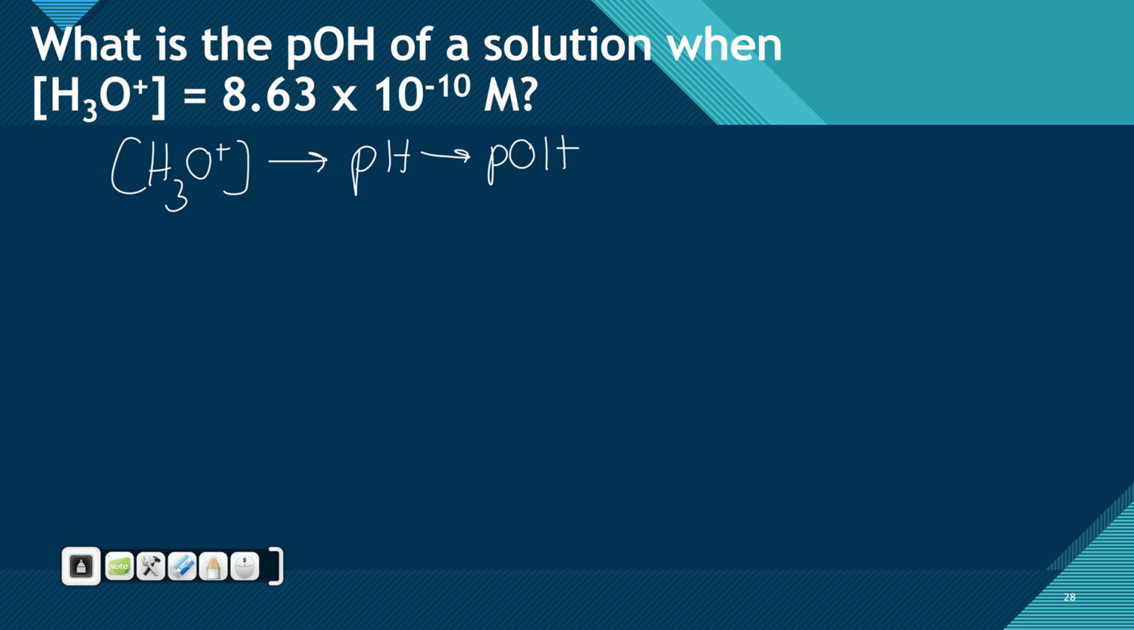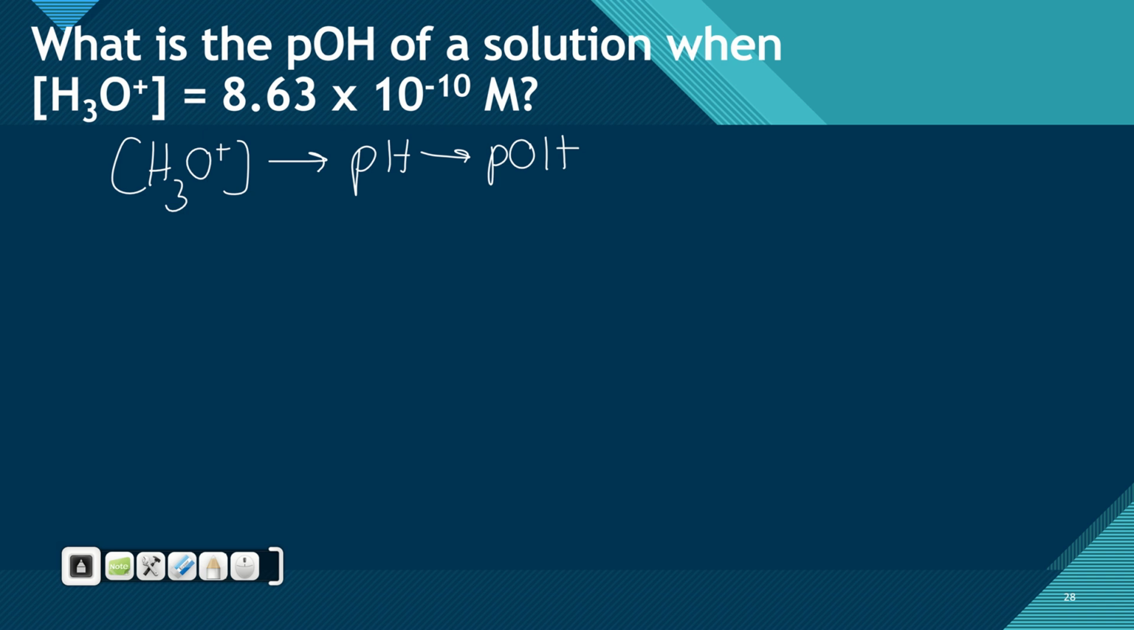You're getting the idea. If I'm in H plus and I'm going to pH, it's one step. If I'm in OH minus and I'm going to pOH, it's one step. If I'm trying to go from OH to H or H3O, it's going to be two steps, and I'm going to use that 14 formula, pH plus pOH, either at the beginning or at the end of the problem.